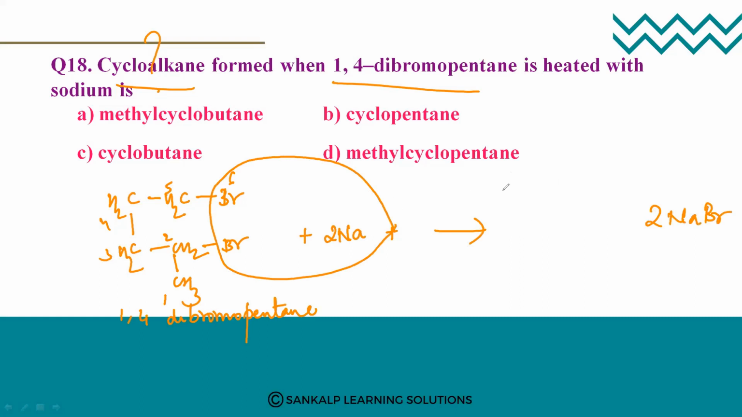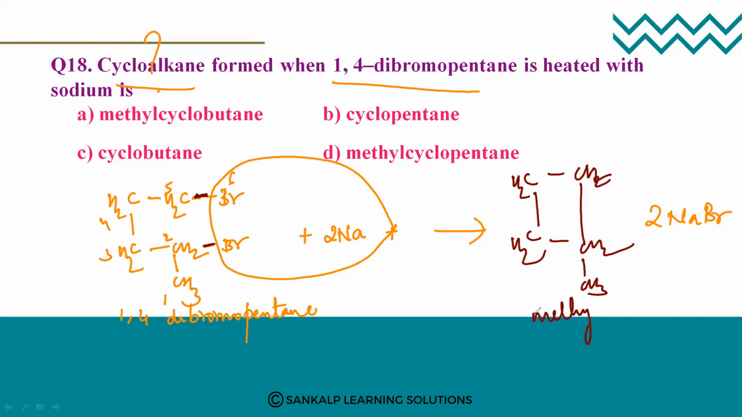and the product. So this and this will get joined, and you will get CH2, CH2, CH2. This is CH2, and this is CH3. Okay, so it is methyl cyclobutane. So the answer is methyl cyclobutane. So option number A is the answer. I hope you have got it.